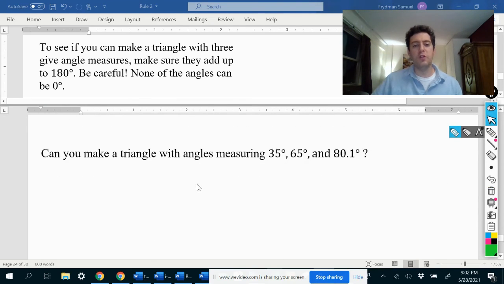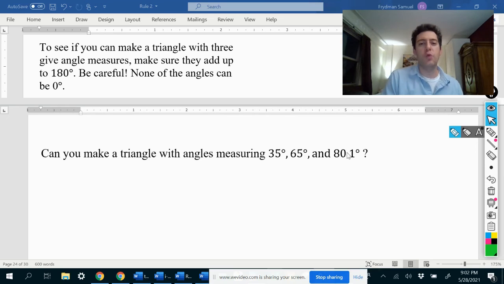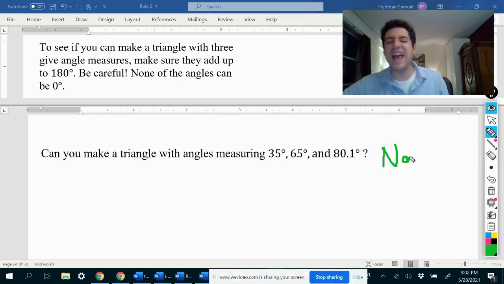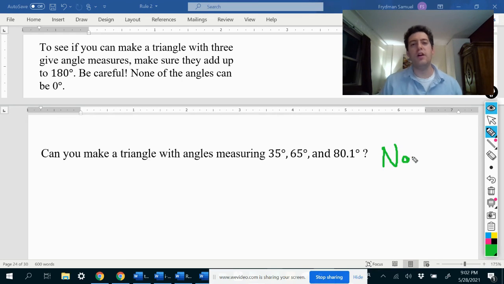Can you make a triangle with angles measuring 35 degrees, 65 degrees, and 80.1 degrees? Well, again, 35 plus 65 is 100. 100 plus 80.1 would be 180.1. Now, that's pretty close to 180. Is that close enough? No. It must be exactly 180 degrees. If it's anything else, then you can't make a triangle out of it.